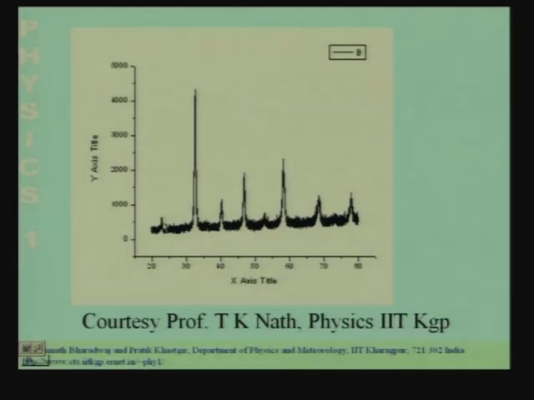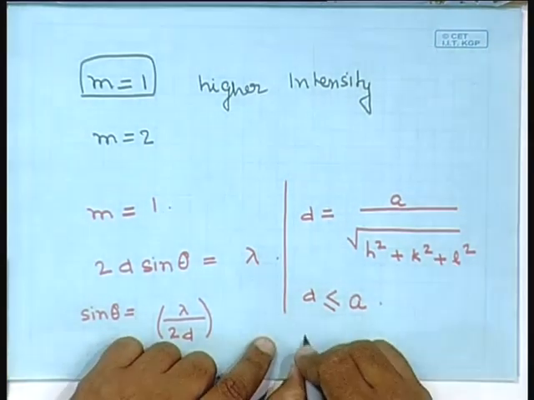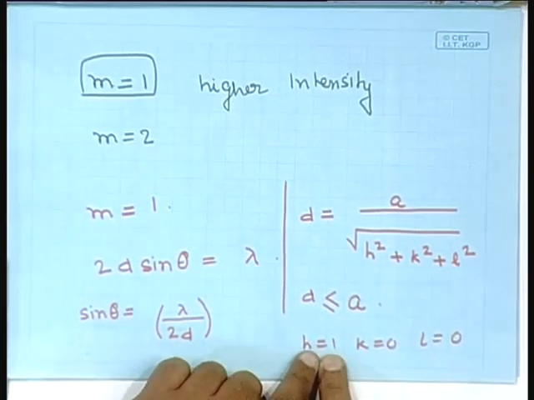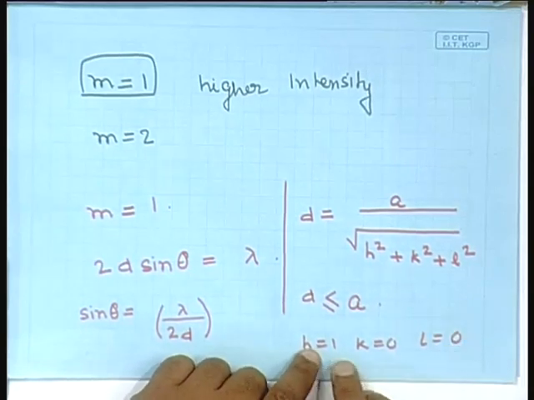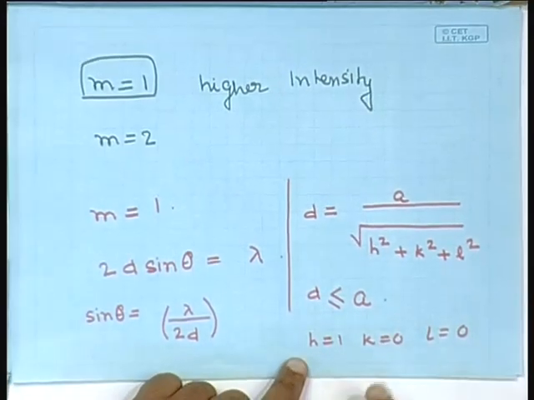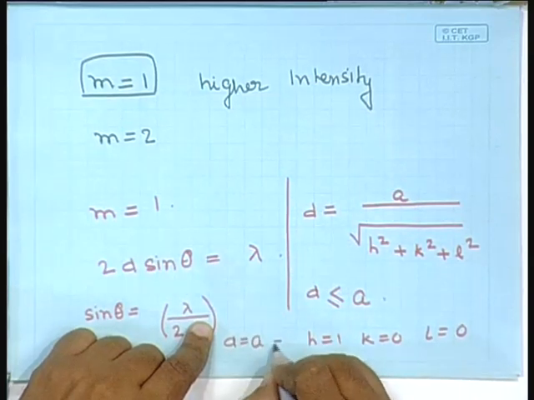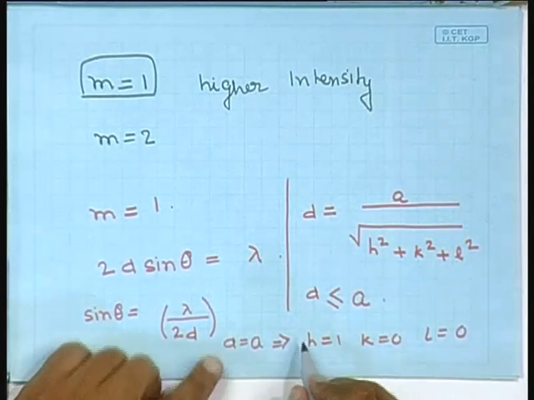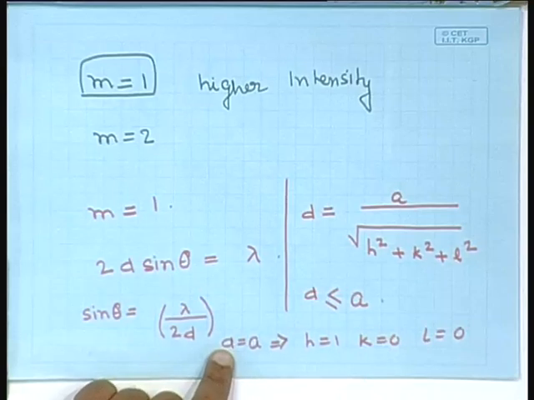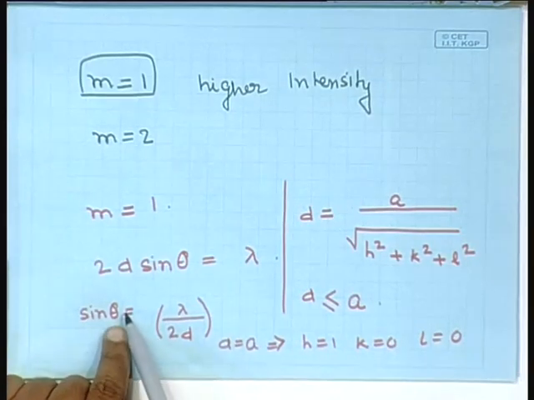due to the largest possible value of d, and the largest value of d is when h equal to 1, k equal to 0, l equal to 0, or you could have also had h equal to 0, k equal to 1, l equal to 0, or h equal to 0, k equal to 0, l equal to 1. All three of these will give you d equal to a. So, d equal to a is the largest possible value of d, and this is going to give you the maxima at the smallest angle theta.